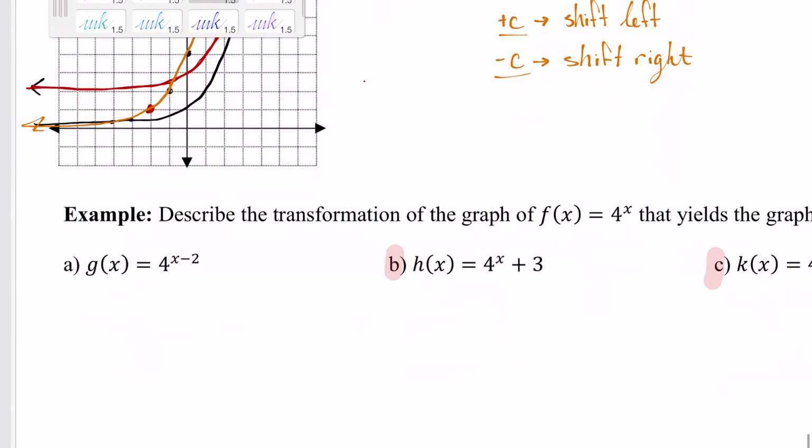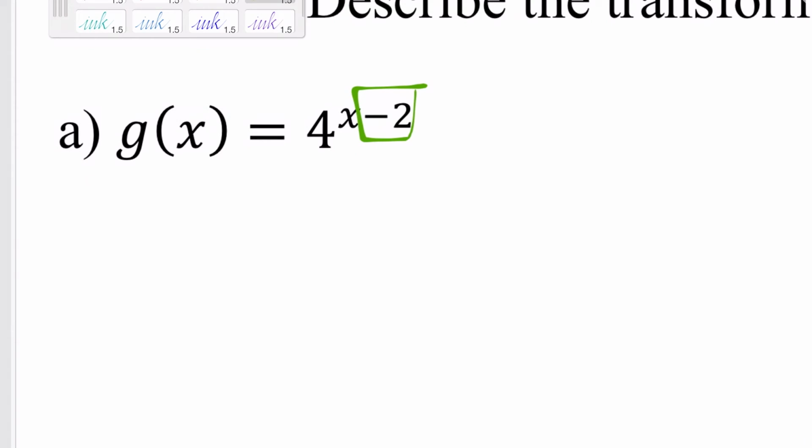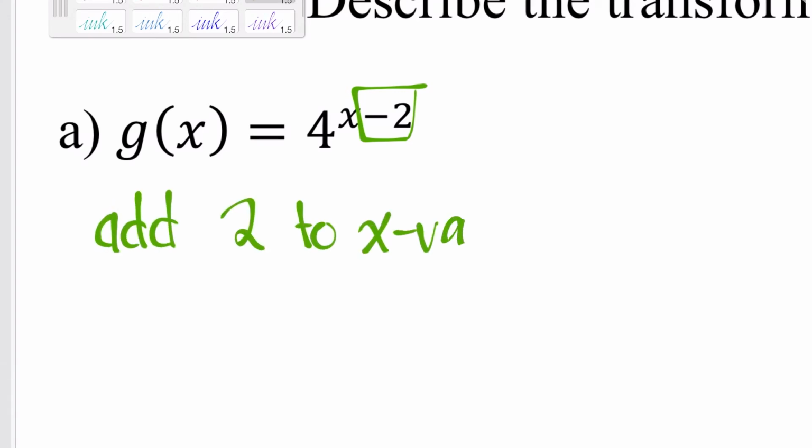So this next one, we're just describing the transformations. So we have a minus 2 in our exponent. Because it's in our exponent, it's going to be affecting our x. We're either going to be moving left or right. And remember, we're always doing the opposite whenever it's happening to our x value. So it's like we're adding 2 to our x values. It means we're moving to the right 2 spaces.